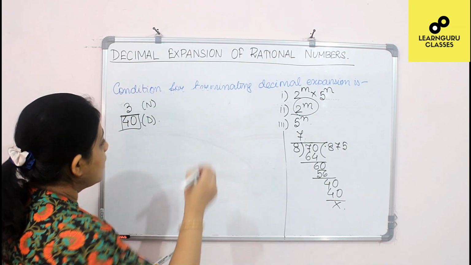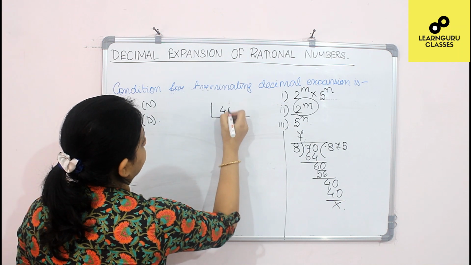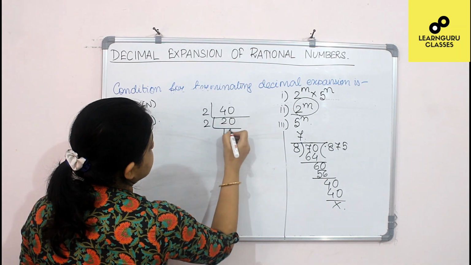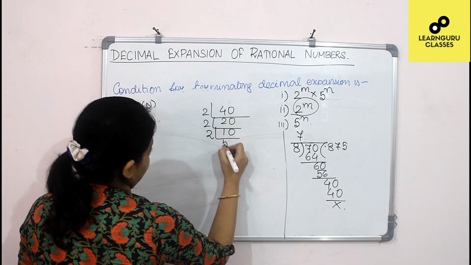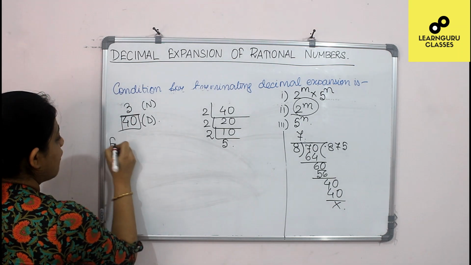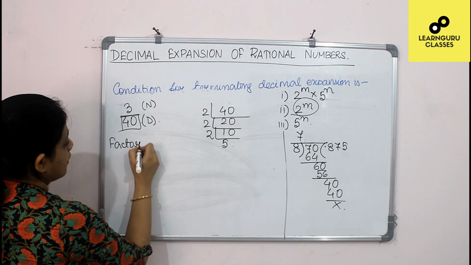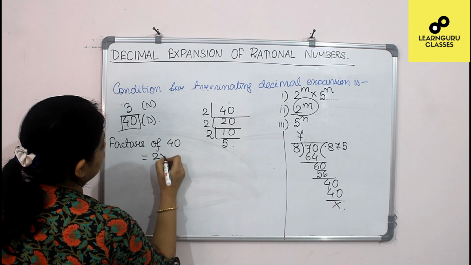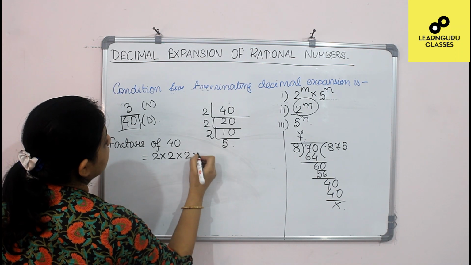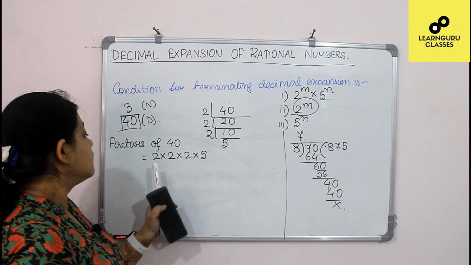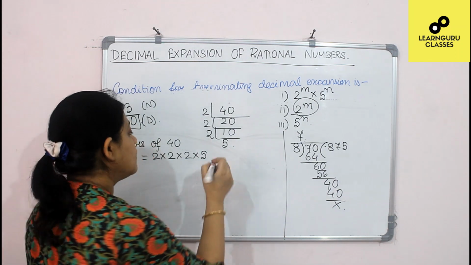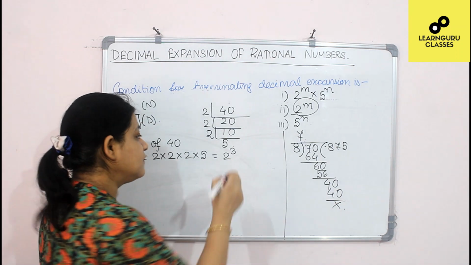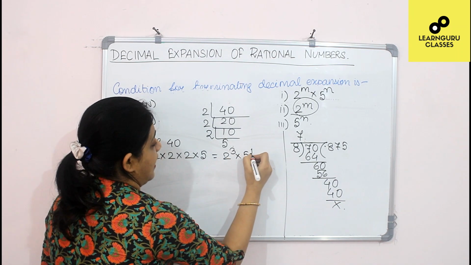Let us factorize 40. 2 2s are 4, 20, 2, 10, 2, 5, isn't it? So the factors of 40 are 2 into 2 into 2 into 5, isn't it? 2 is repeated 3 times, so we can write 2 to the power of 3. 5 is repeated only once, so 5 to the power of 1.